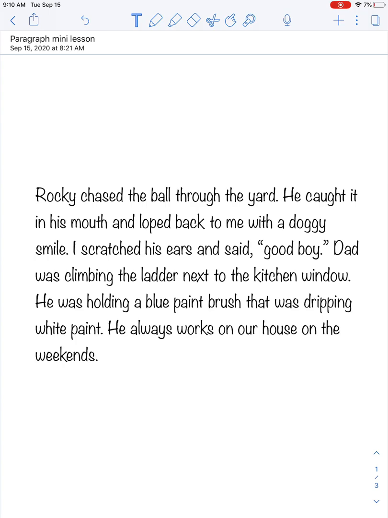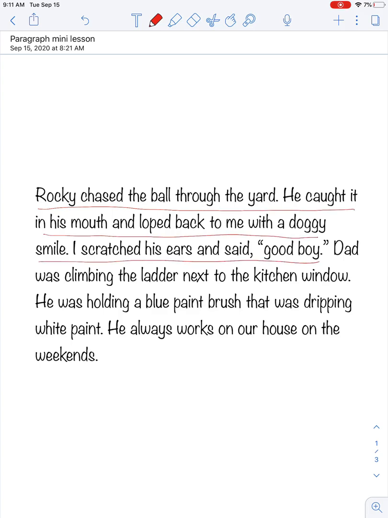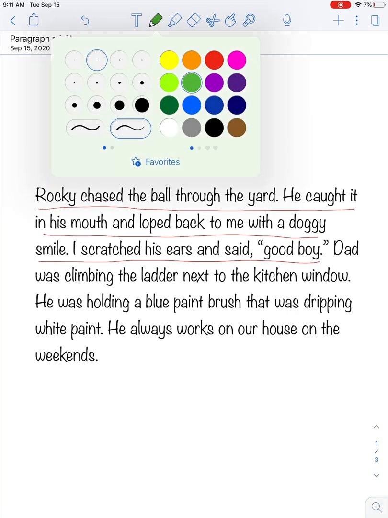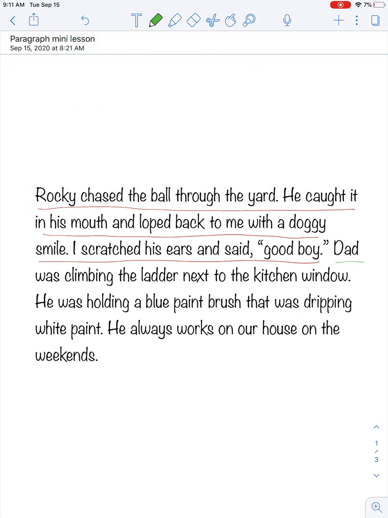Think about what you notice in this piece of writing. The third grade student noticed that his piece really had two parts. One part was about his dog Rocky, chasing the ball, playing fetch. The second part was about Dad, climbing the ladder, holding the paintbrush, working on the house on weekends.